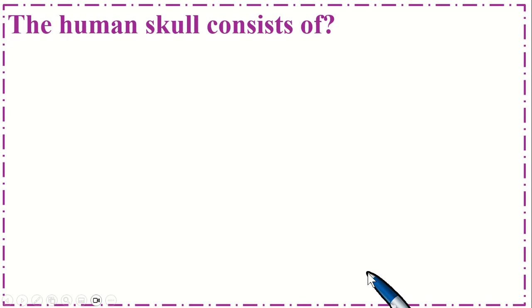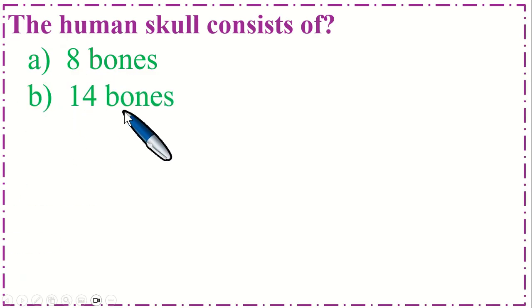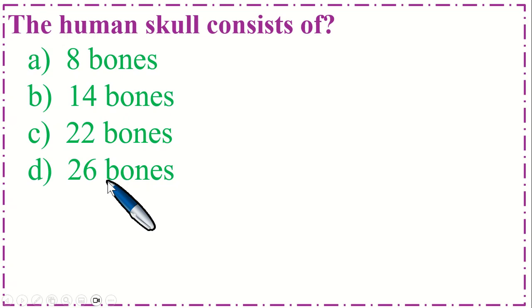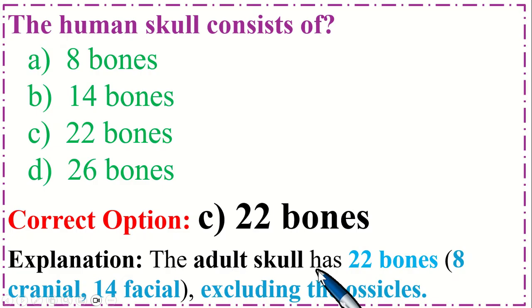Dear students, this is very important MCQs. The human skull consists of option A, 8 bones, B, 14 bones, C, 22 bones, and option D, 26 bones. So the correct option is C, 22 bones. The adult skull has 22 bones, 8 cranial and 14 facial, excluding the ossicles.